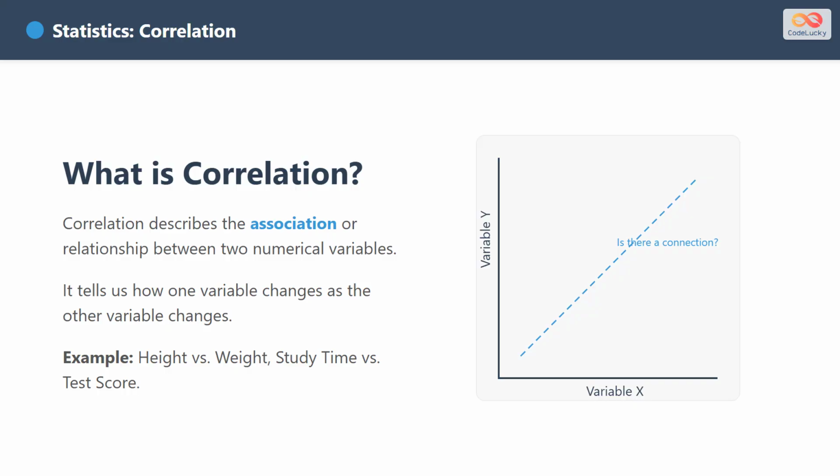In statistics, correlation describes the association or connection between two numerical variables. It helps us understand how a change in one variable might be related to a change in another. For instance, we might ask if taller people tend to weigh more, or if studying longer leads to higher test scores.